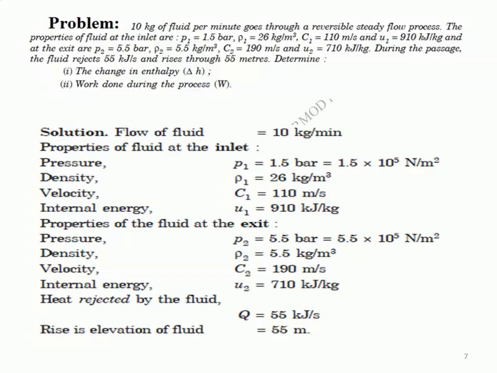Properties of the fluid at the exit. Pressure P2 equals 5.5 bar equals 5.5 × 10^5 newtons/meter², density rho2 equals 5.5 kilograms/meter³, velocity C2 equals 190 meters/s, internal energy U2 equals 710 kilojoule/kilograms. Heat rejected by the fluid Q equals 55 kJ/s. Rise in elevation of fluid equals 55 meters.